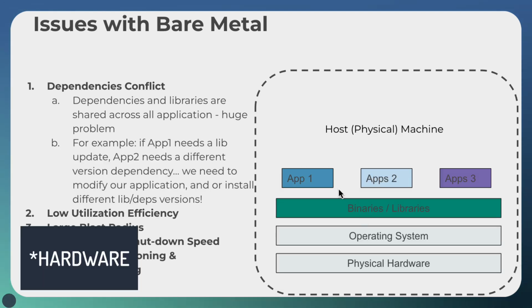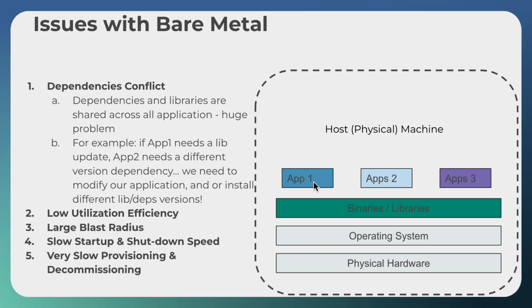If we have, in this case, app A that is running, and this application needs an updated version of dependency X or library X in the system, and application B or app 2 needs, in this case, a different dependency in order to be able to run. So you can see now we have issues.